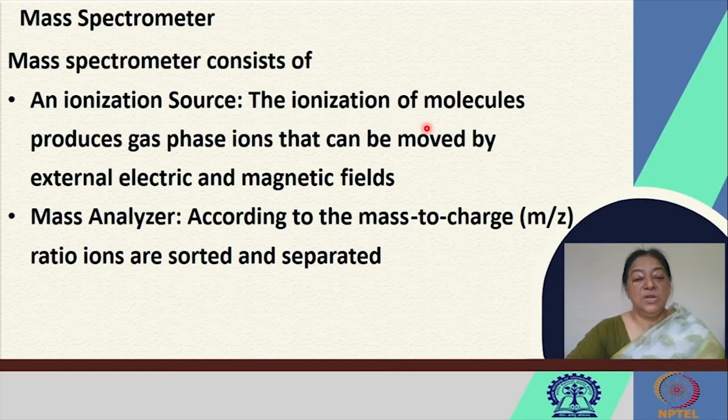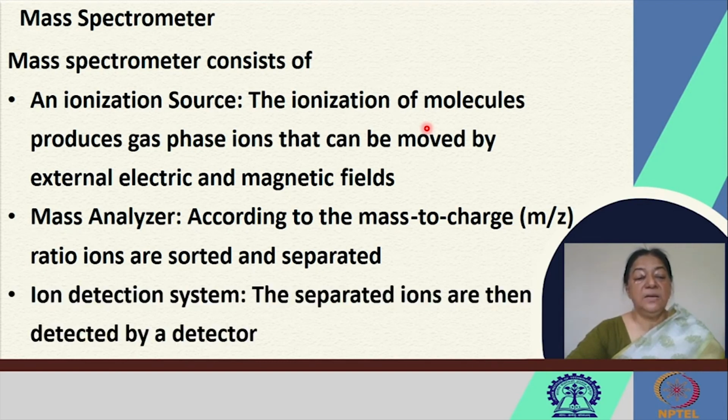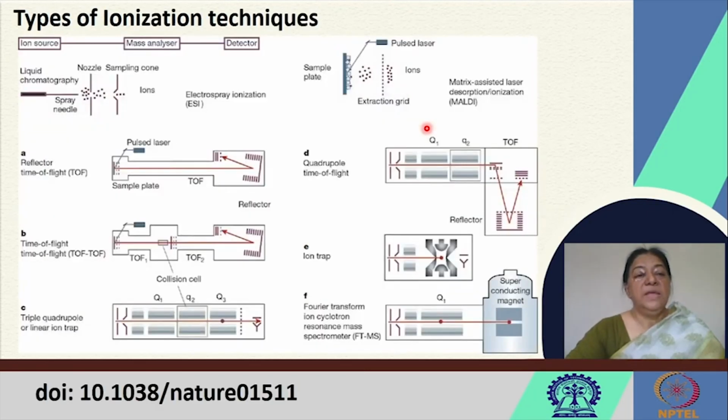This mass to charge ratio will then sort and separate the ions where we can have a mass analyzer. And finally, there is an ion detection system where the separated ions are then detected by a specific detector. There are different types of ionization techniques. All the methodologies use an ion source, a mass analyzer, followed by a detector.